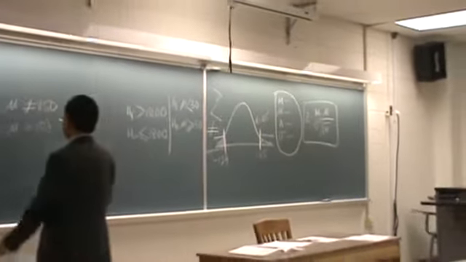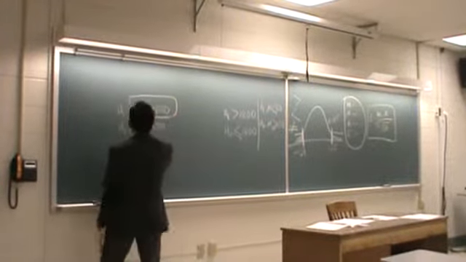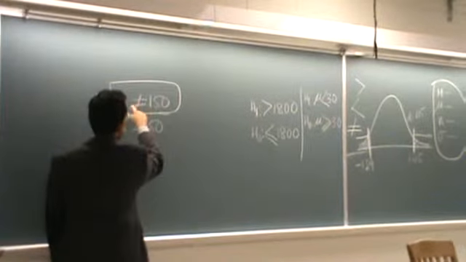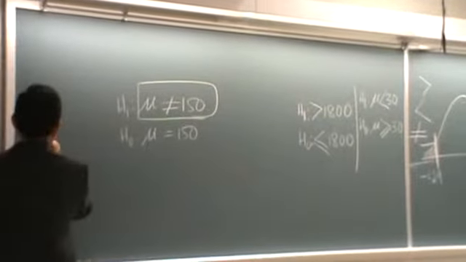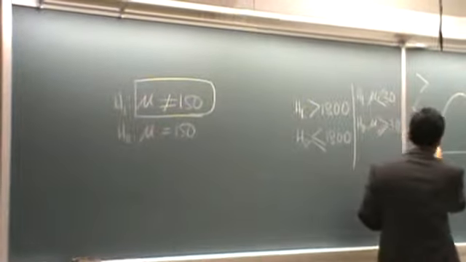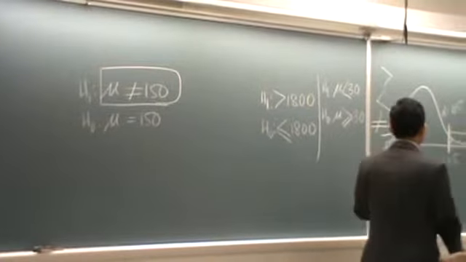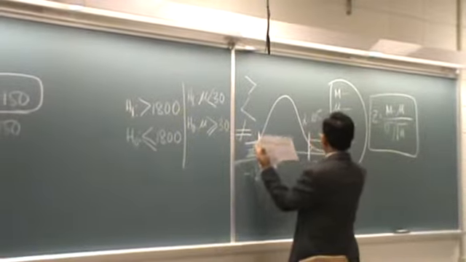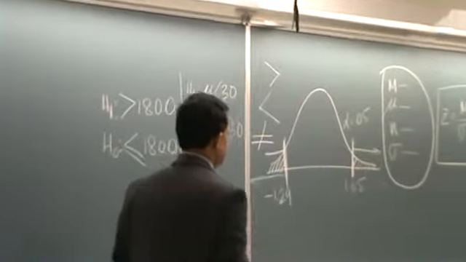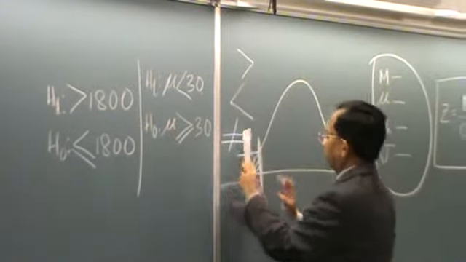Based on this information, it says mu not equal to $150. That's your alternate hypothesis. As soon as you see this sign, not equal to, whatever the value of alpha is, that will be divided equally on both the left tail and the right tail. That means your rejection region will be on this side and also on this side. Anything in between will not be rejected.